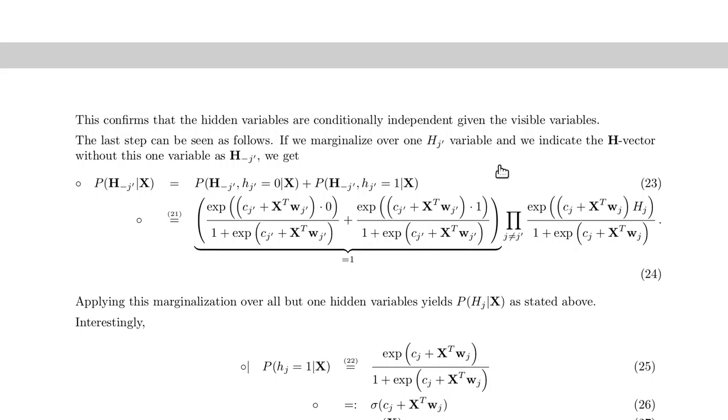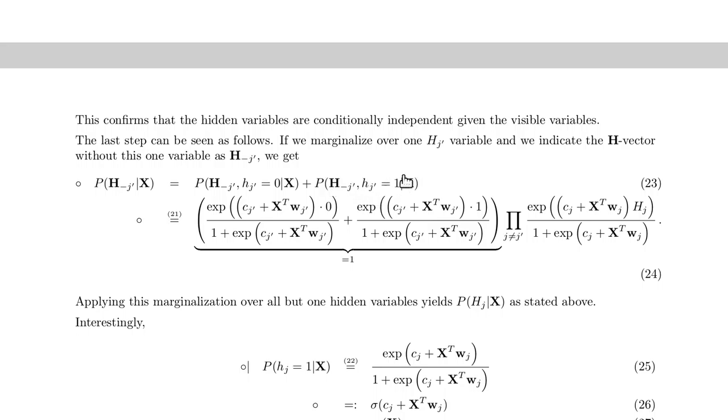Imagine we marginalize over one of the hidden units, hj dash, and the remaining variable we call h minus j dash. So h is a vector of hidden unit values except for the j dash value. Now, if you want to have p of h minus j dash given x, we have to marginalize over hj dash. So we have to add the probability of the whole h vector. This is the whole h vector because we have the vector for all hidden units except j dash, and we have the value for j dash. We set this value to 0 given x, and here we set it to 1 given x. So we marginalize over hj dash.